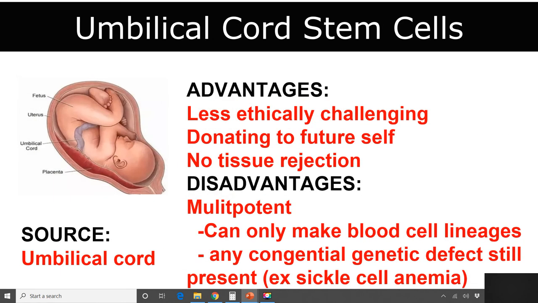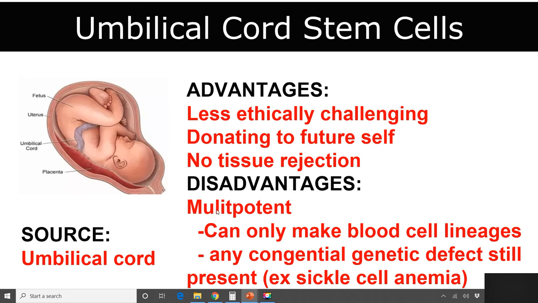The other kind of stem cells are the umbilical cord stem cells. After a baby is born, they go into the umbilical cord and remove some of the stem cells. The advantage is that it's less ethically challenging. The baby isn't hurt by doing this. And the advantage for the child is that the idea is they're going to take these cord blood stem cells and store them for the use of this child later. So you don't run the risk of tissue rejection later in life.